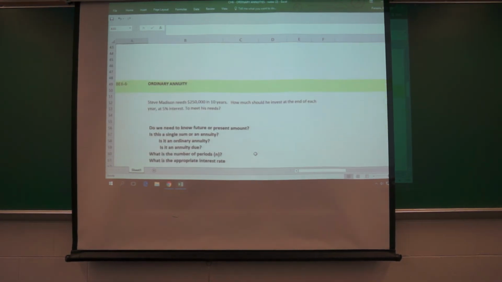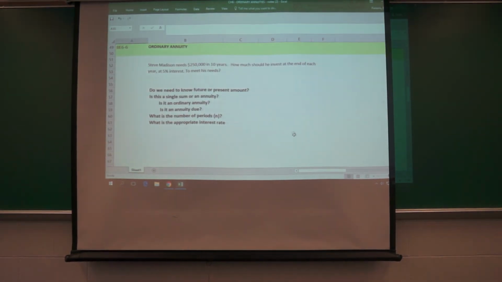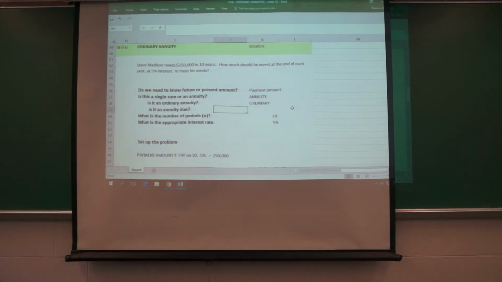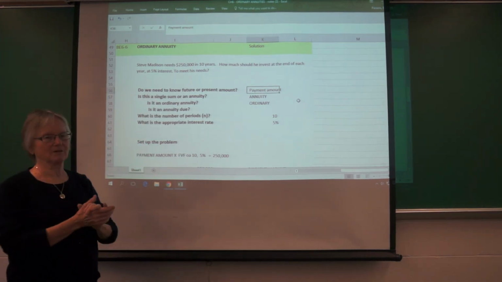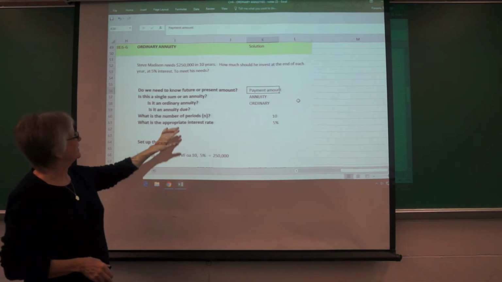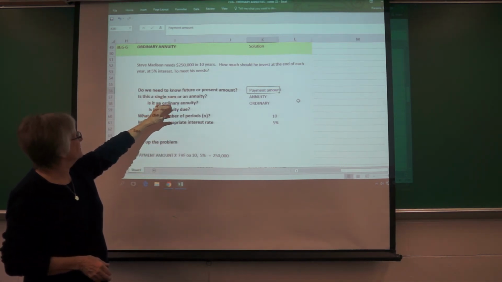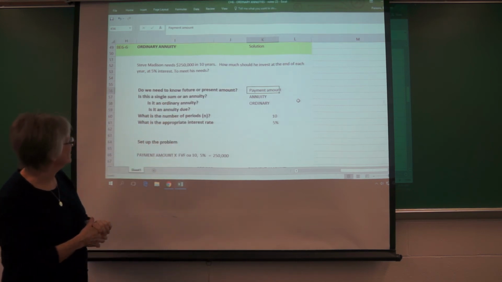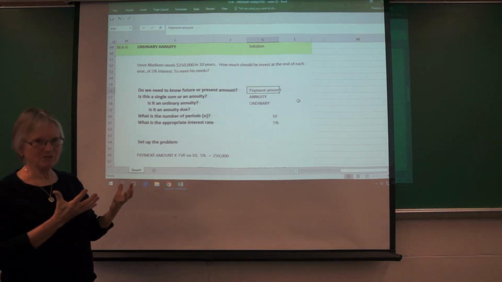So let's look at this one. This person needs $250,000 in 10 years. How much should he invest at the end of each year at 5% interest to meet his needs? Okay, so let's think about what's going on here. What we need to know is the payment amount. And this is where my questions fall a little short, but we need to know the payment amount. We know it's an annuity, we know it's an ordinary one, we know the number of periods, and we know the interest rate.